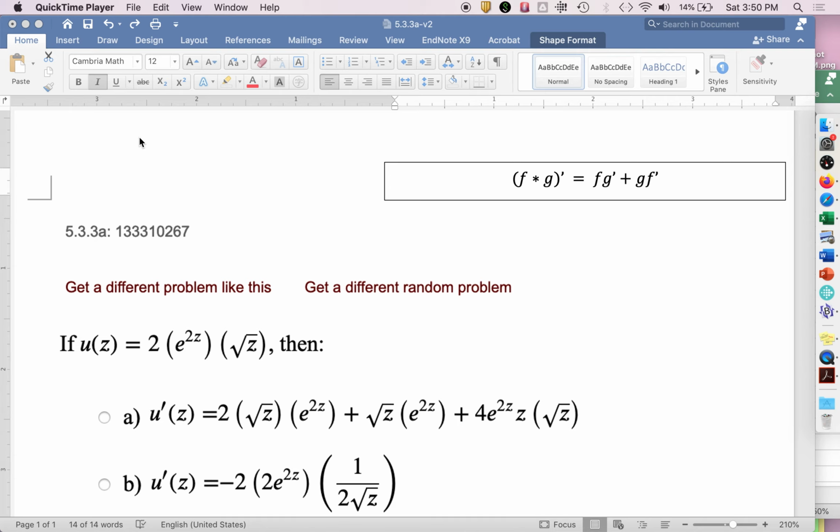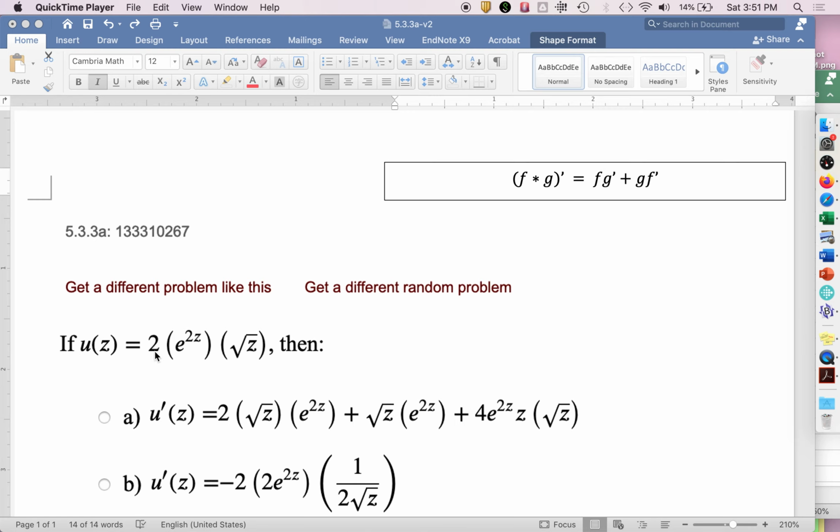5.3.3a, if u of z equals 2e to the 2z times the square root of z, then when I read this function, I see 2 times e to the 2z times the square root of z. There are z's located both in the e to the 2z and the square root of z. There's not a z over here with the 2. But for sure, I do have two separate functions times each other. I'm going to need my product rule.